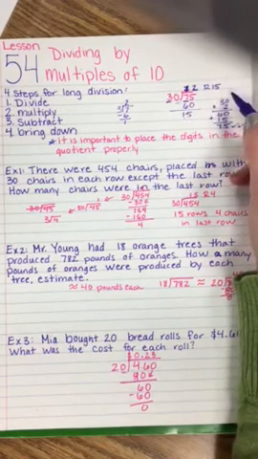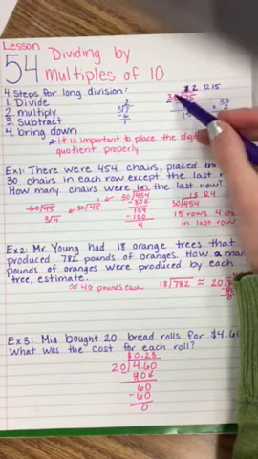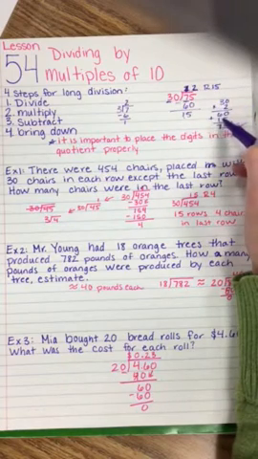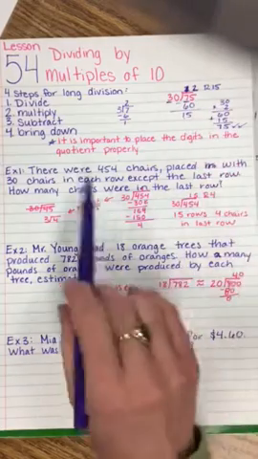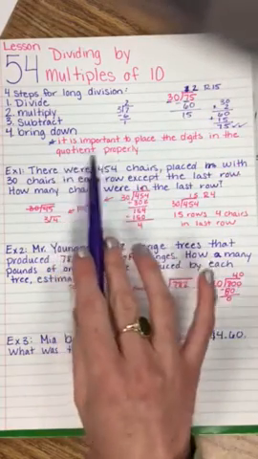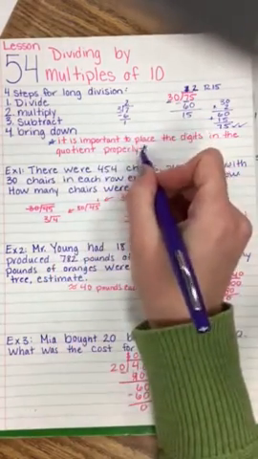You always have to double check your answer. 2 times 30 is 60 plus 15, our remainder, is 75. Double check that. It is important to place the digits in the quotient properly. Star this.